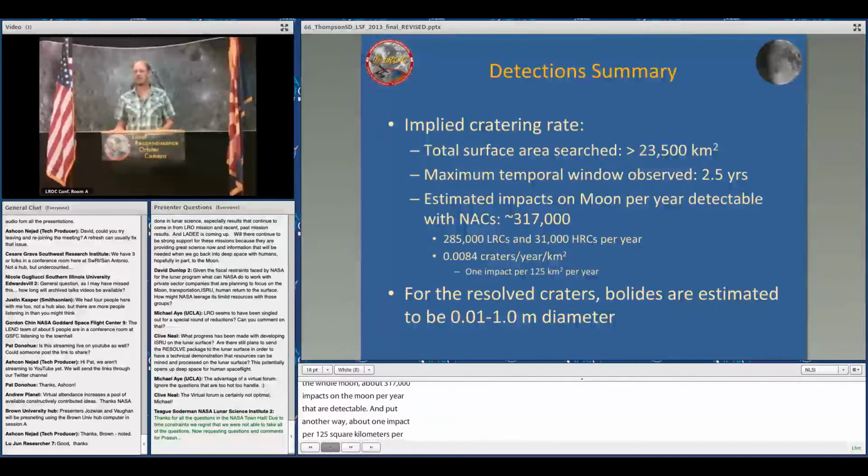And based on the resolved craters, depending on the impact velocities and densities, we're estimating the bolides causing the impacts to be about 1 centimeter to 1 meter in diameter.